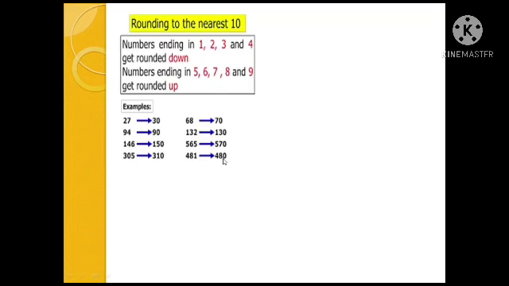The only thing is, for nearest 10 we use the numbers as tens: 20, 30, 40, 50, 60, 70, 80, 90. For nearest 100 we use 100, 200, 300, 400, 500, 600, 700, 800, 900. Okay, we will complete it as hundreds.